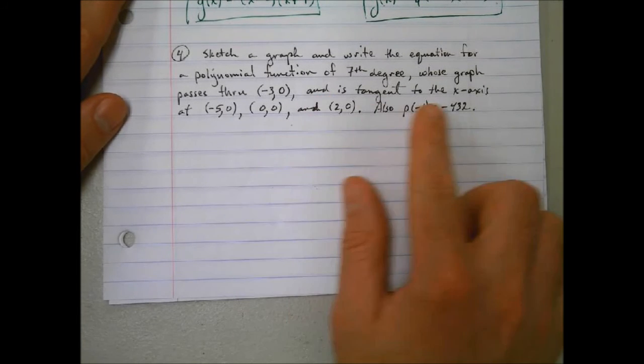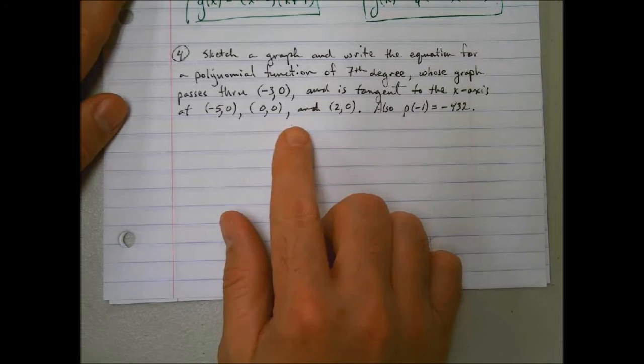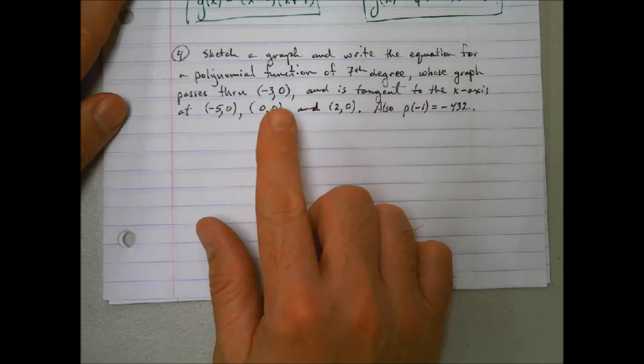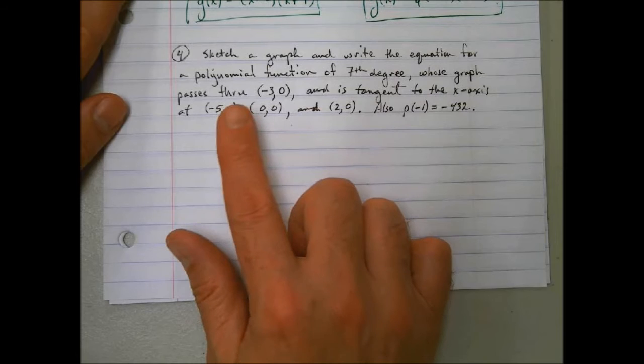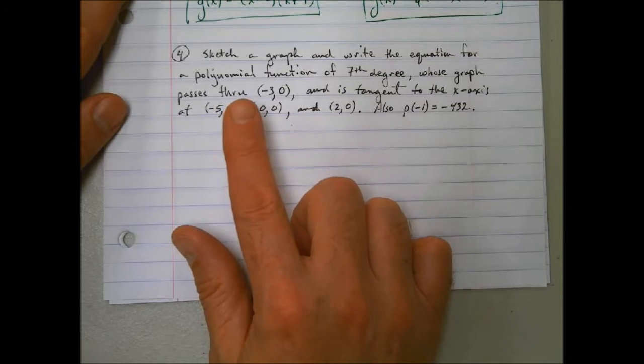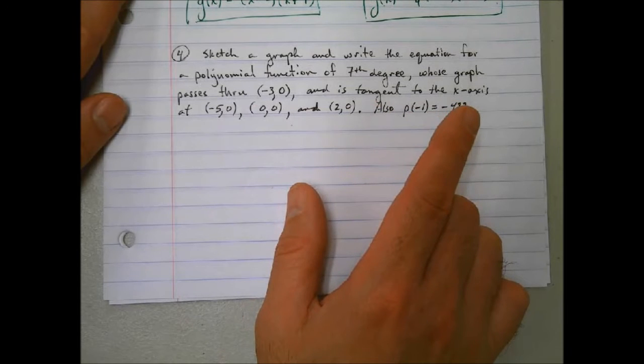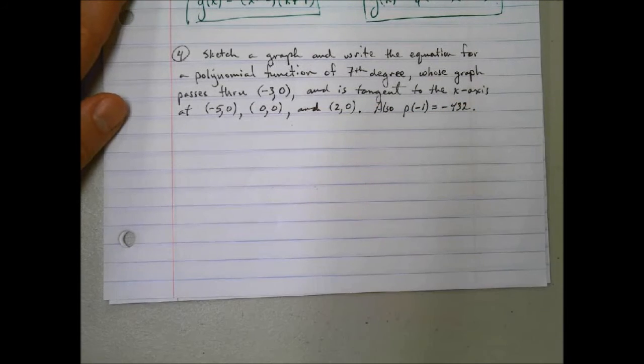Sketch a graph and write the equation for a polynomial function of 7th degree whose graph passes through -3, 0. Okay, well, that's an x-intercept. Passing through, that means the multiplicity is odd, and is tangent to the x-axis. Okay, tangent to the x-axis. What does that mean? Well, think back to tangent lines to a circle back in geometry. So tangent lines would touch the circle just at one point, just barely touch the circle.